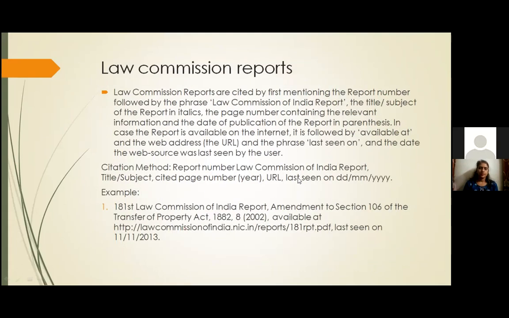Then similarly for Law Commission reports as well, the citation method has been given here. That is the report number, title, subject, the page number that you're taking, with the year, and then the URL. Copy and paste the URL, and then type "last seen" on the day that you use it. The day, month, and year should be given. The example is also given here.